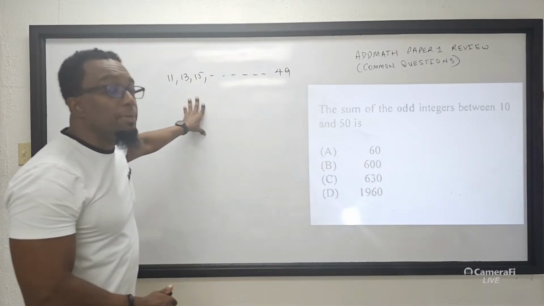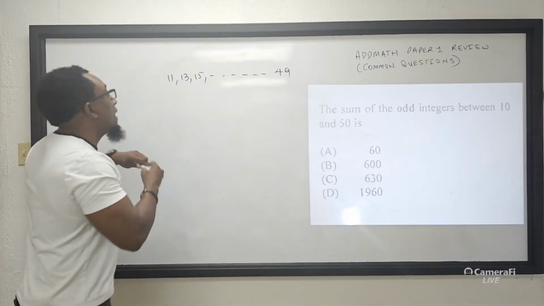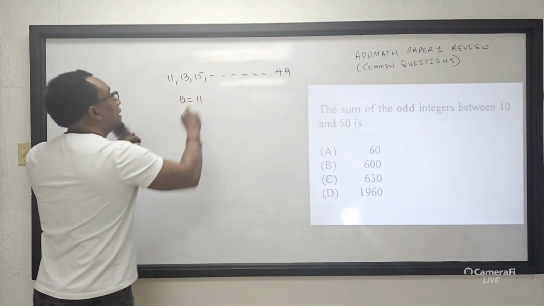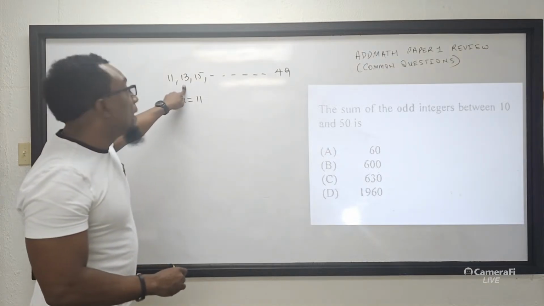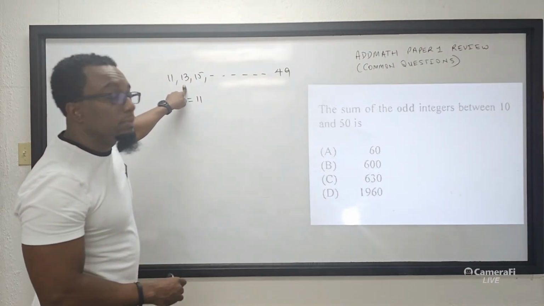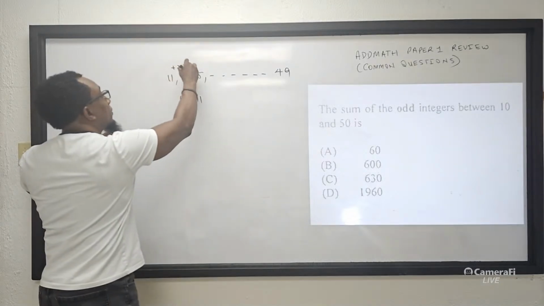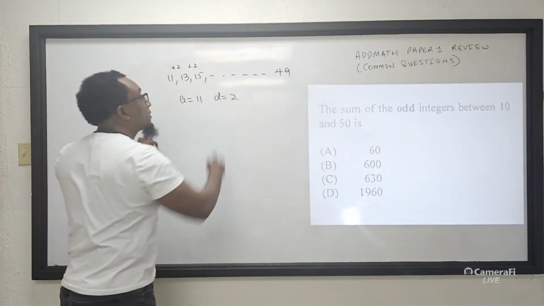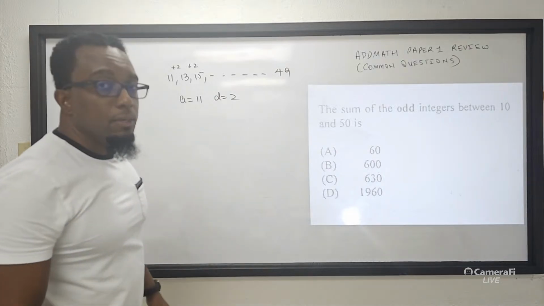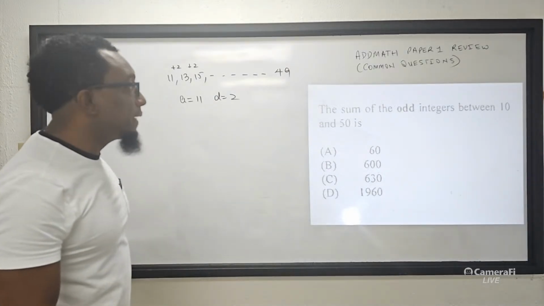This sequence here is an arithmetic sequence because we have a first term A, which is 11, and we move from each term to the next by adding 2, right? So keep adding 2. Therefore you know that this will have a common difference of 2. So already we know that it's an arithmetic sequence.